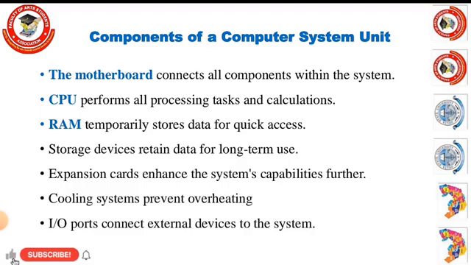As you also observe the system unit, you have what we call the expansion cards. The motherboard, the CPU, the RAM, the storage devices. What are the expansion cards? They enhance system capability. We also have a cooling system. If the cooling system is faulty, the system will be hot, it's going to burn up. So it prevents it from overheating. That's the function. You have your I/O ports, which you use to connect your standard devices. You have your USB ports. So all these make up the system units of the computer.